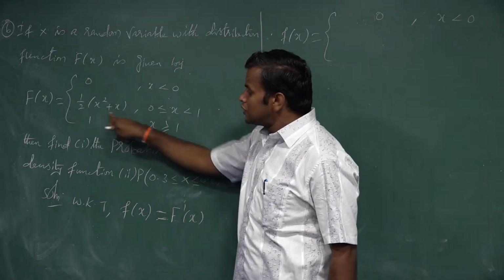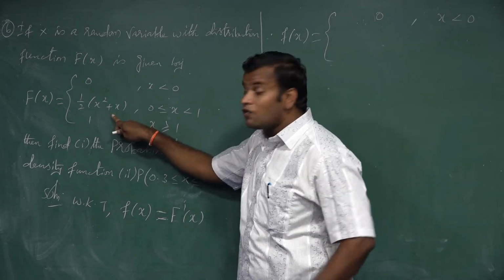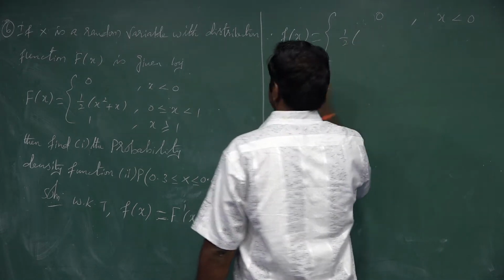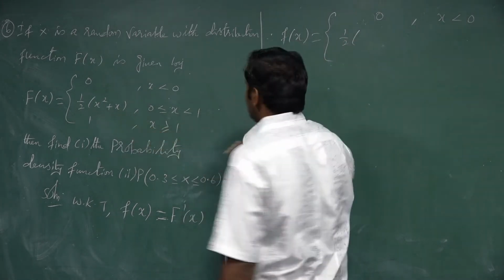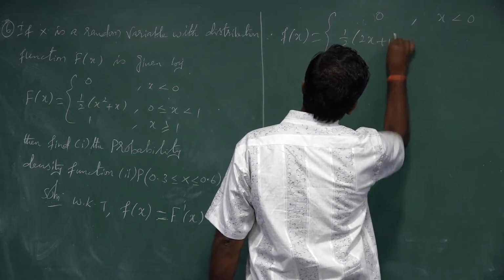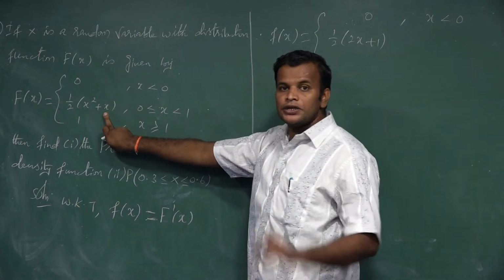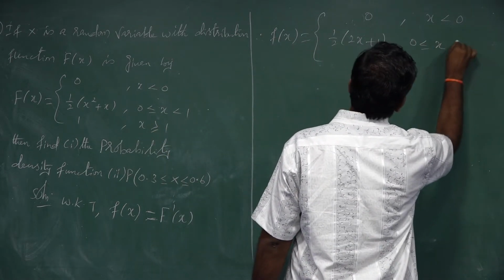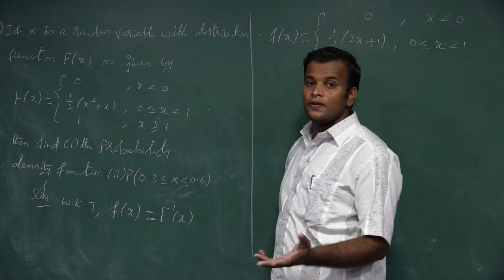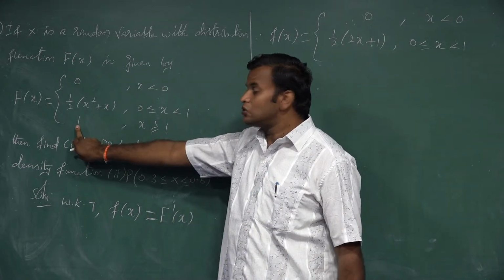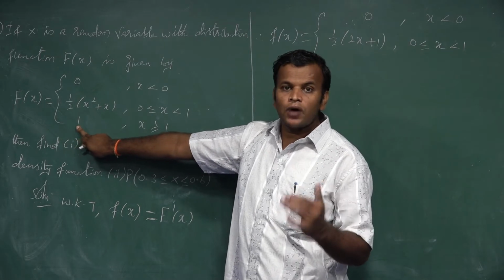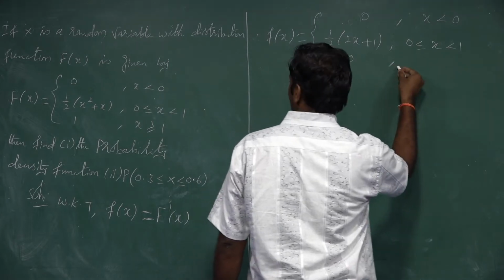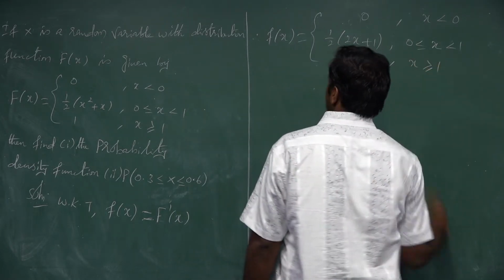Next one. We differentiate that term with respect to x. So the half lies outside. The differentiation of x square is 2x, plus the differentiation of x with respect to x is 1. The interval 0 less than or equal to x less than 1 is the second value. And you see the third one, capital F of x value is 1. The differentiation of 1 is a constant whose value is 0. The value of x is greater than or equal to 1.